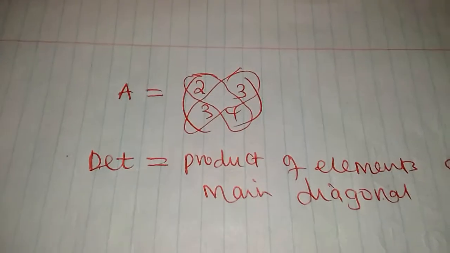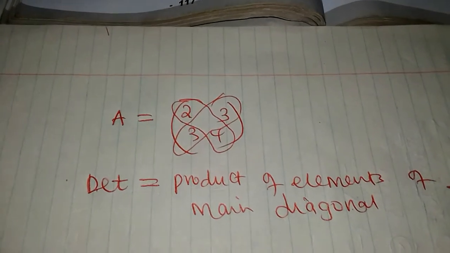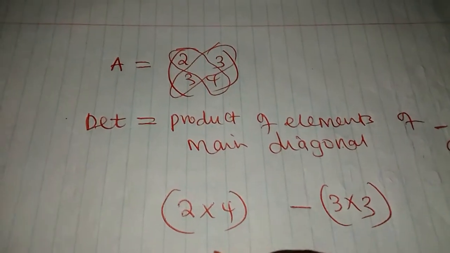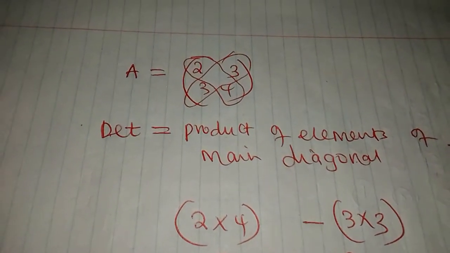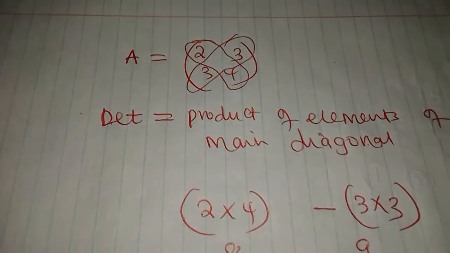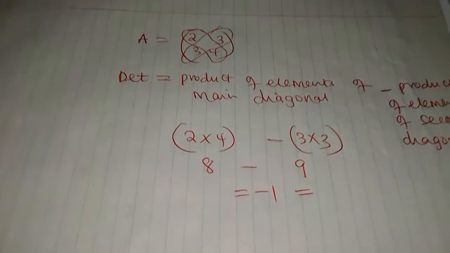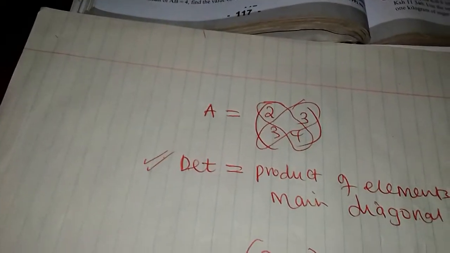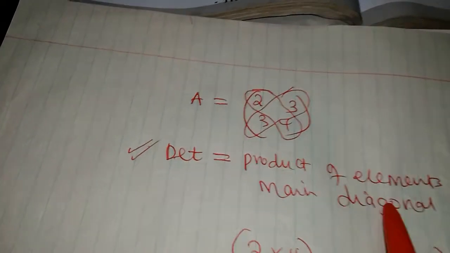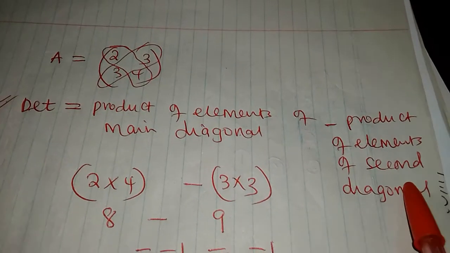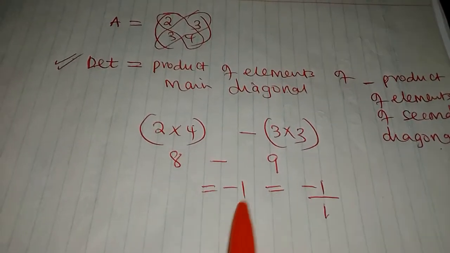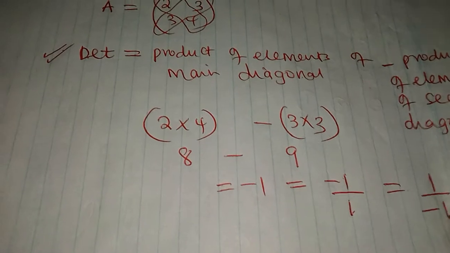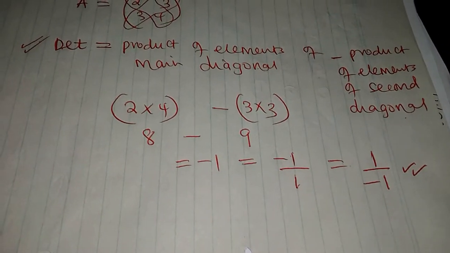Great. Product means multiplication. So 2 times 4, then less 3 times 3. That gives me 8, that gives me 9. So the difference is -1, and this is the same as negative 1 over 1. That's step number 1 of getting the determinant. Take the product of the elements of the main diagonal less the product of the elements of the second diagonal, then get the reciprocal of that. So the reciprocal will become 1 over negative 1. That is very important. That one becomes the determinant in that case.